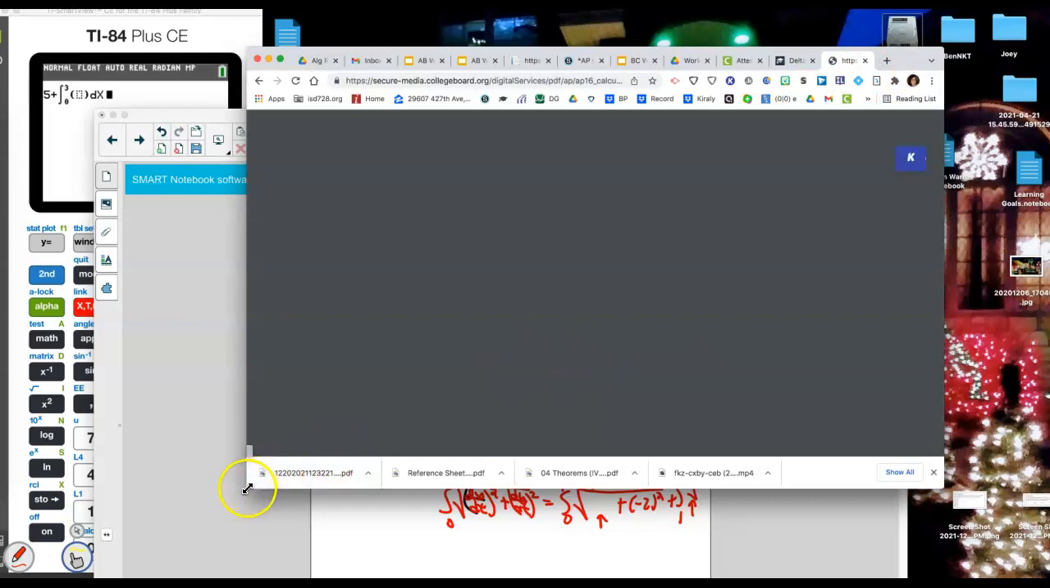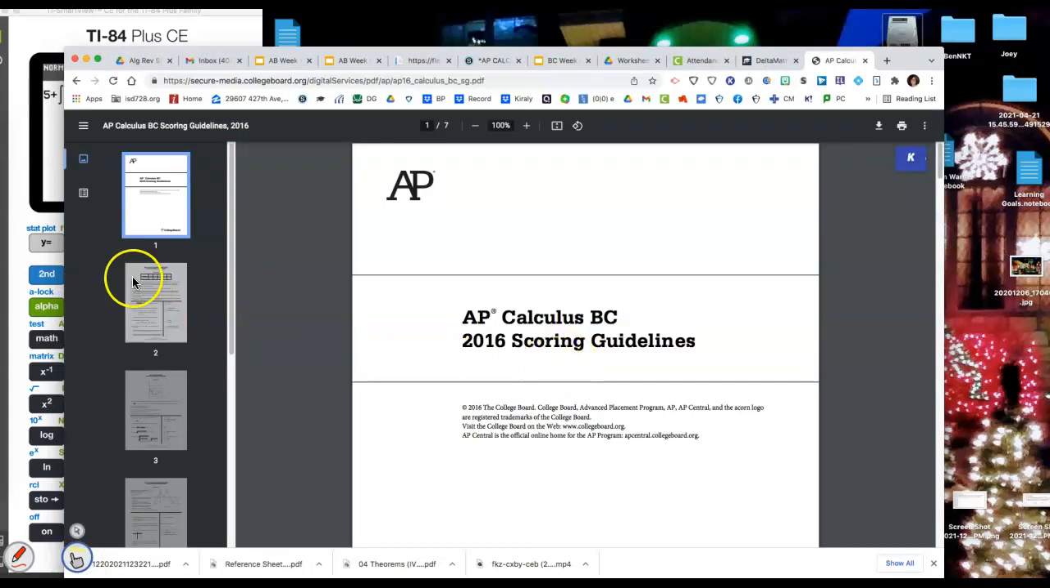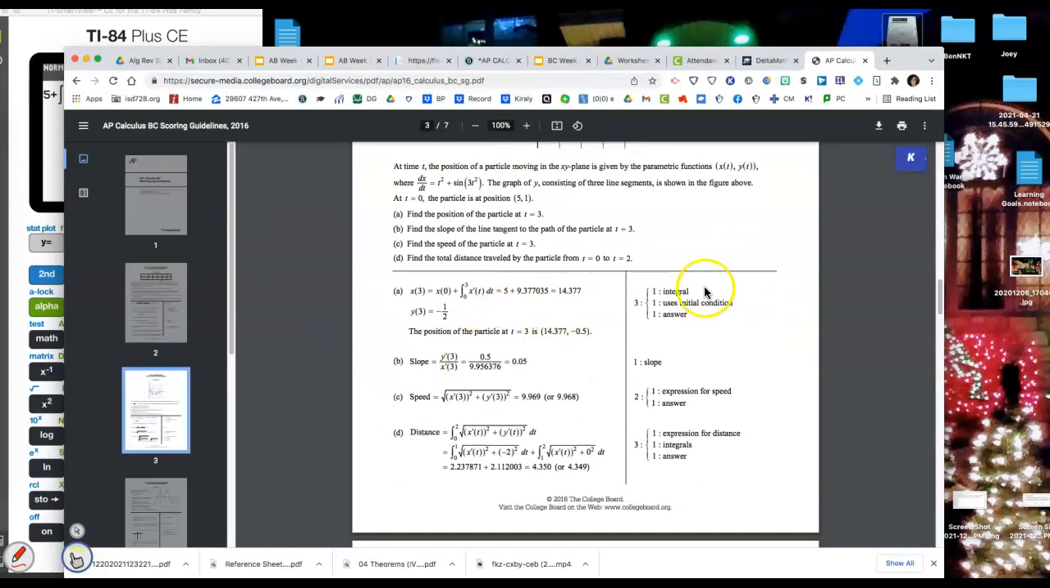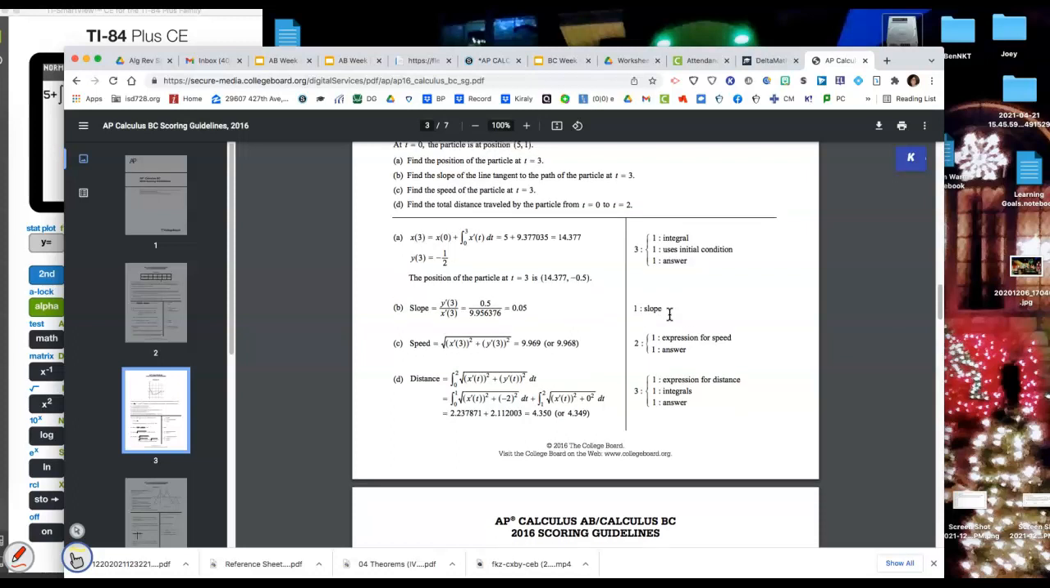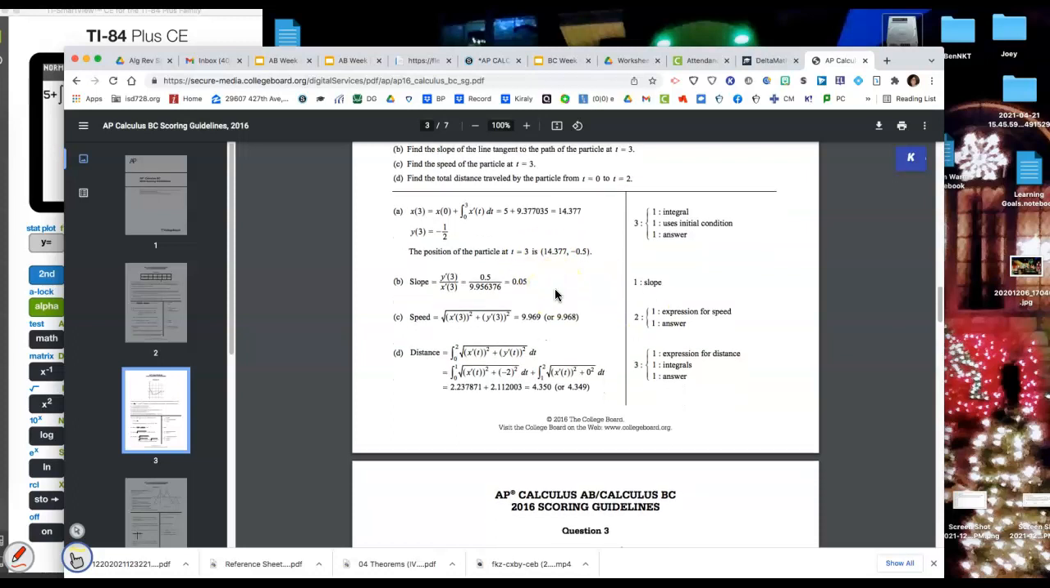And again, if you're not getting any of that stuff on your calculator, ask me separately. So, letter A was worth 3: 1 for setting up the integral for the x, 1 for knowing to use the initial condition, so just writing 5 plus, and then 1 for the answer. And we had that answer correct, right? You guys told me 14.377.